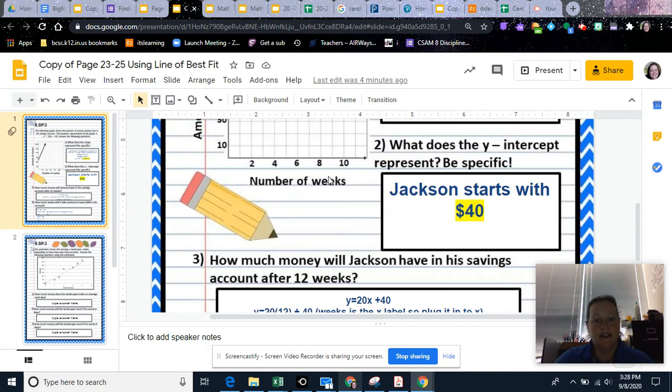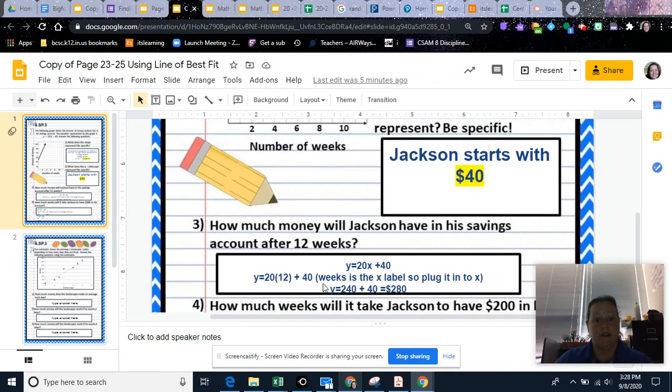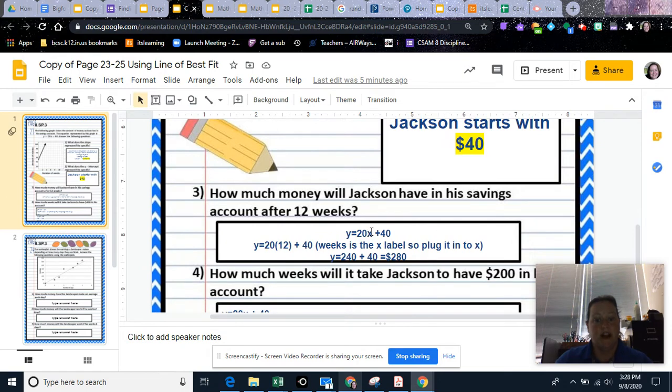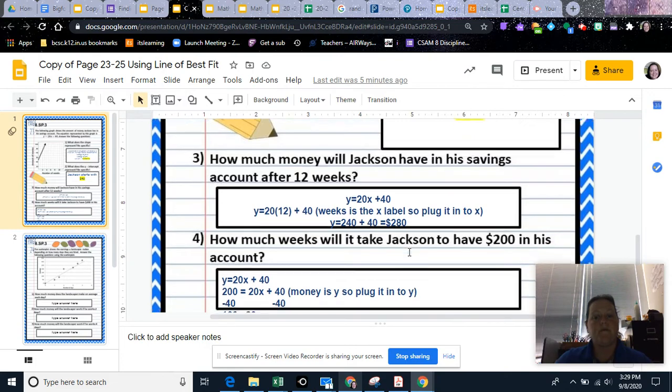You want to know how much money he has in his savings after 12 weeks. The weeks are what we labeled our x-axis, so the weeks would be x. They are telling you what x is, so you're going to plug 12 in for x. Then it becomes 20 times 12 plus 40. We just took the equation and substituted 12 in for x. 20 times 12 is 240. 240 plus 40 is 280. So in 12 weeks, he would have $280.